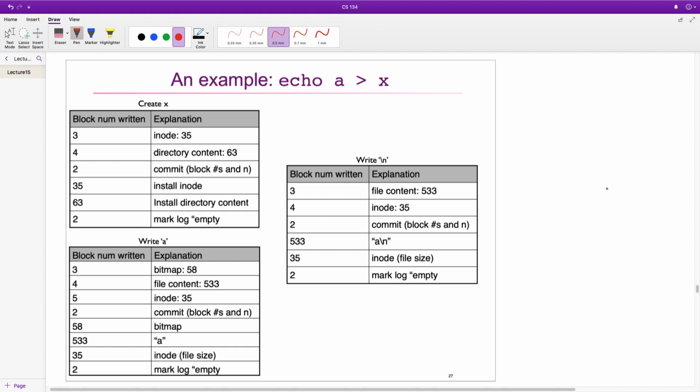But in any case, we're going to write physical block 3, right? So this is to the log, the first block after the header. And what we're going to be writing is inode number 35.